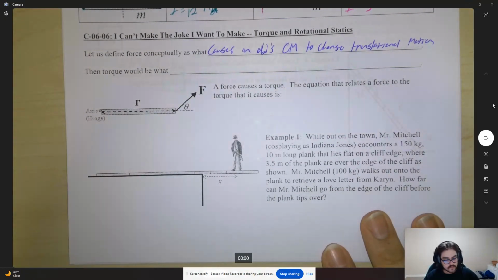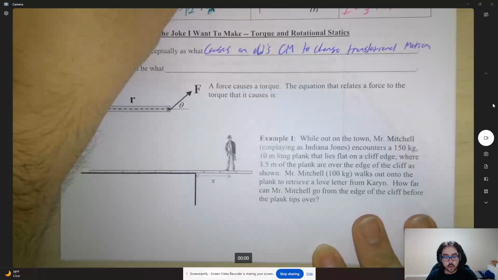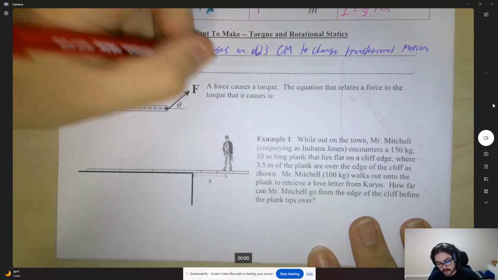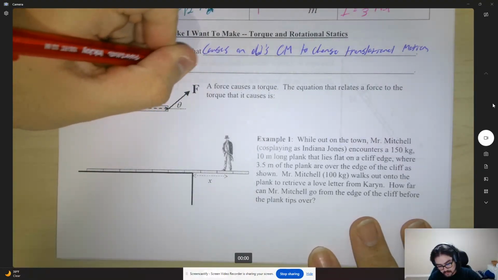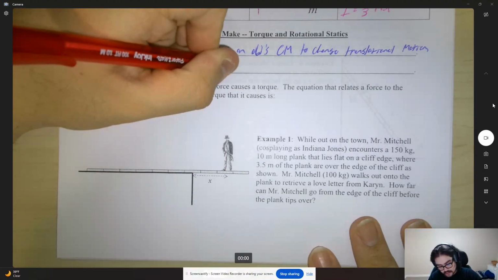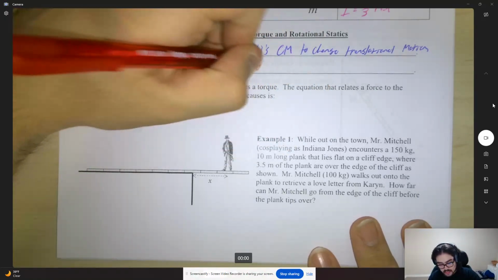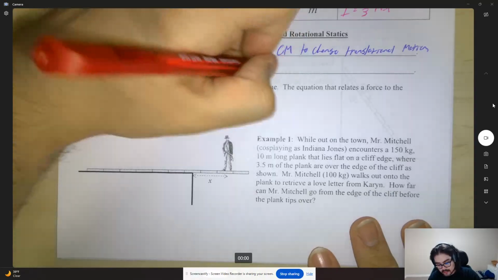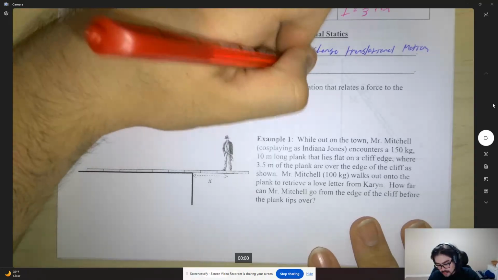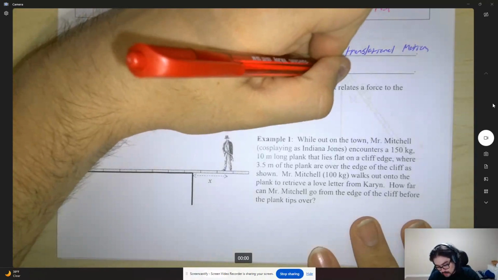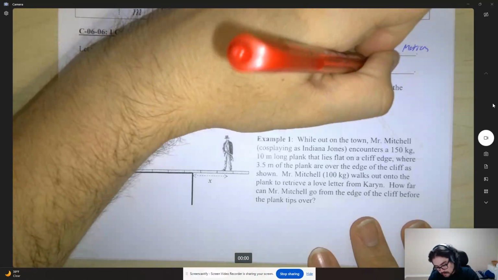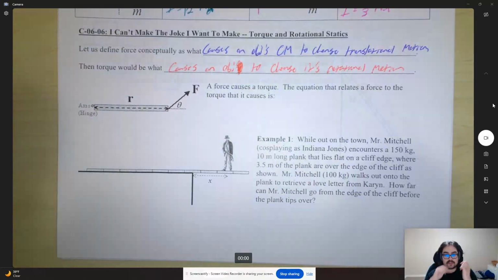So, therefore, let's define torque as being what causes an object to change its rotational motion. So to get something to start spinning or to get something to start rotating, you need a torque to act upon it.